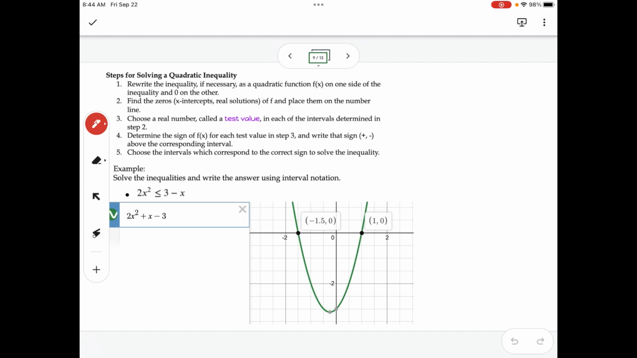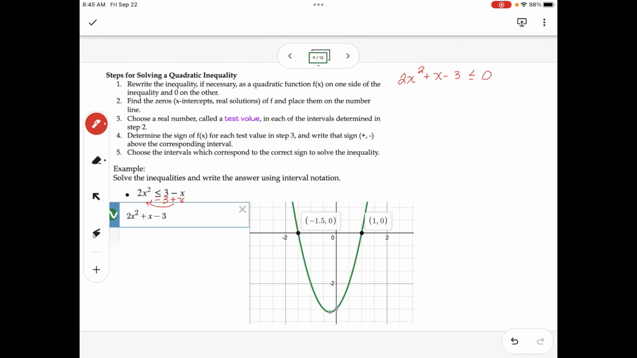So the first step is to rewrite the inequality as a quadratic on one side and the inequality with 0 on the other. So in order to do that, I'll subtract 3 and add x and bring that to the left-hand side while writing it in descending order, giving me 2x squared plus x minus 3 is still less than or equal to 0. Then we'll go ahead and solve.